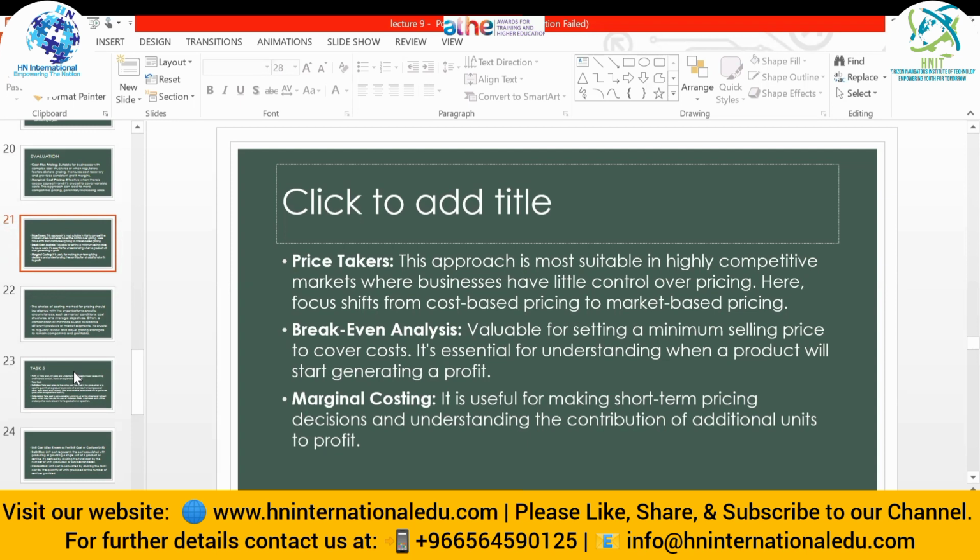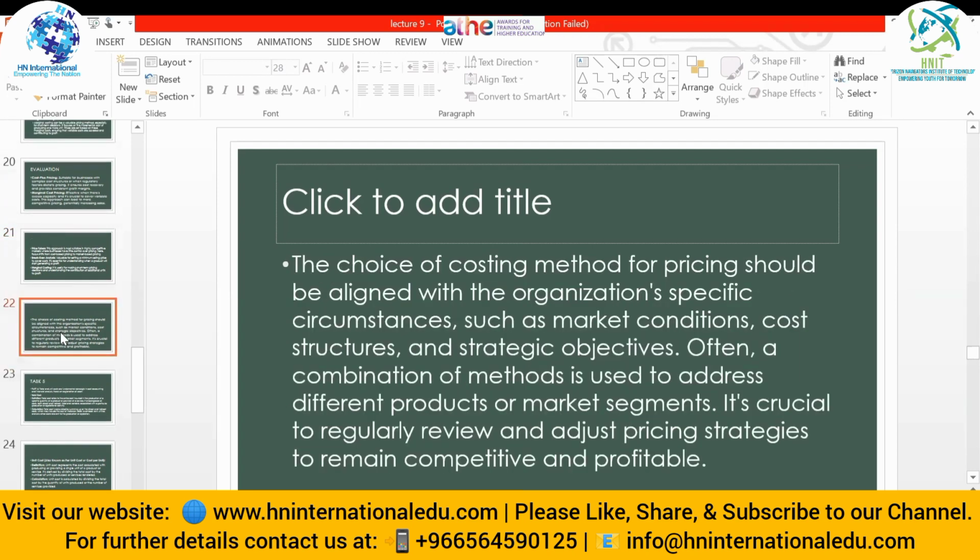Marginal costing is useful for making short-term pricing decisions and understanding the contribution of additional units to profit. The choice of costing method for pricing should be aligned with the organization's specific circumstances, such as market conditions, cost structures, and strategic objectives. Often, a combination of methods is used to address different products or market segments. It is crucial to regularly review and adjust pricing strategies to remain competitive and profitable.